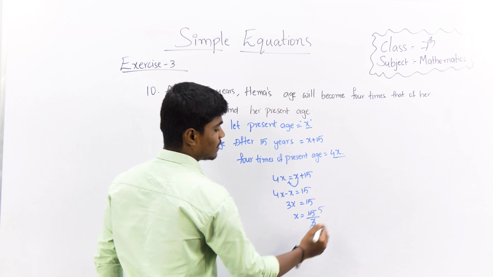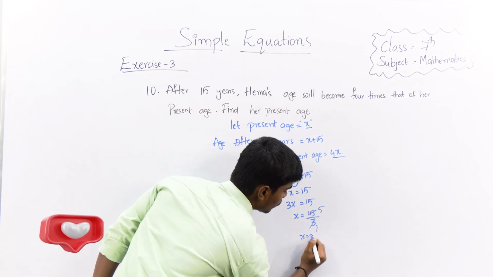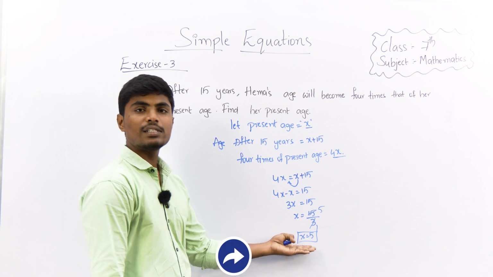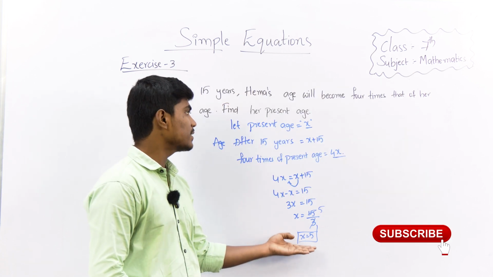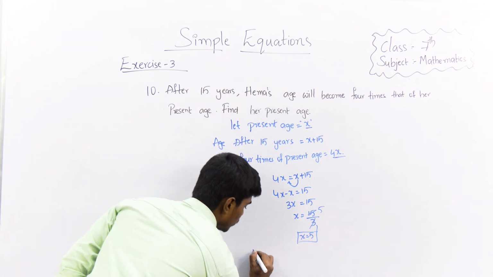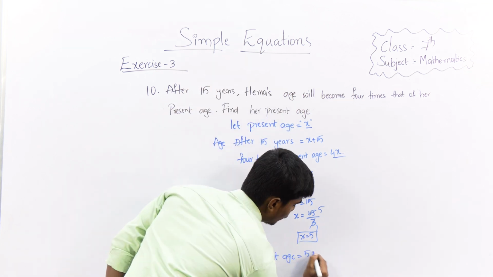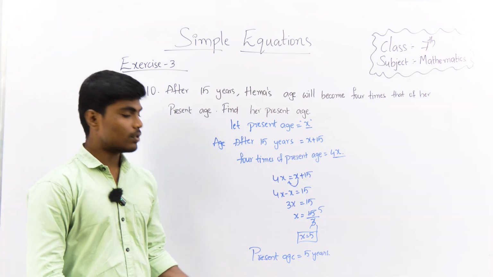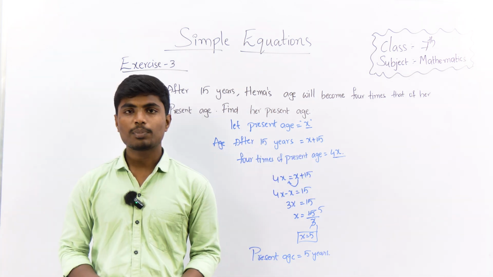3 fives are 15. So x is equal to 5. Here we got x is equal to 5. What is x? x is the present age. So the present age is equal to 5 years. So this is the solution for the 10th problem.